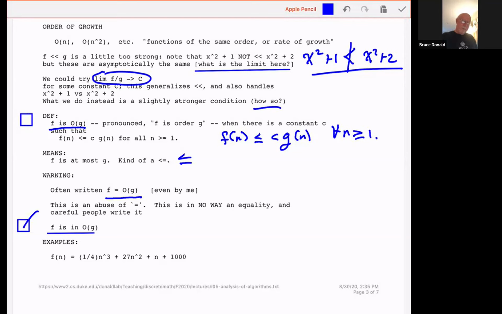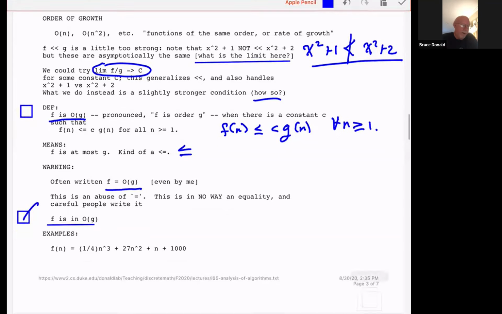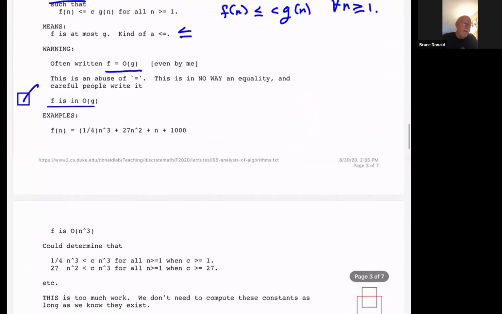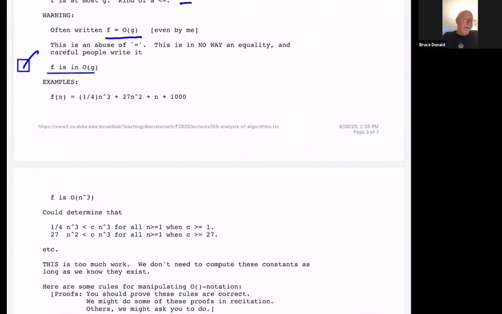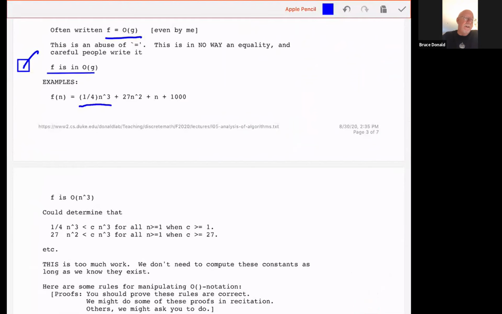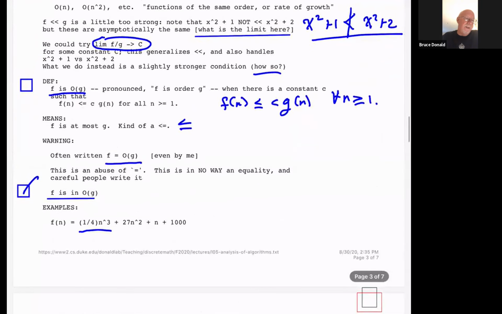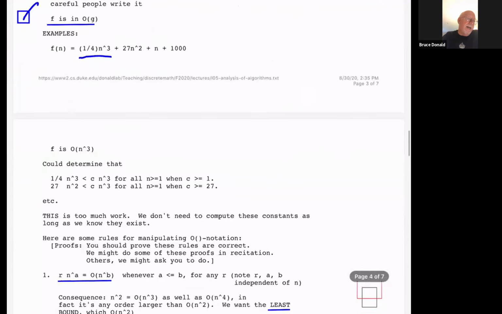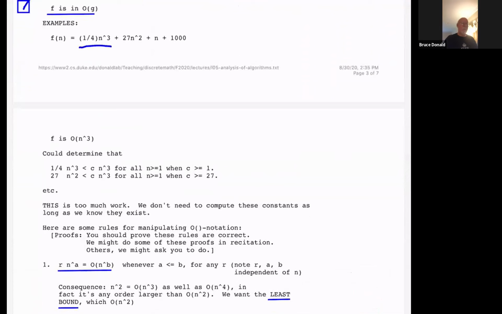Here's a function. f of n equals 1/4 n cubed plus 27n squared plus n plus 1,000. Now, this is an interesting function, and the order of growth of f is n cubed, because the n cubed term dominates. How could we prove that using the definition? We're going to slavishly use the definition. There has to exist some constant c such that f of n is less than or equal to c times g of n for all n greater than or equal to 1. You could actually take this, and there'll be some exercises maybe where we work out those constants.